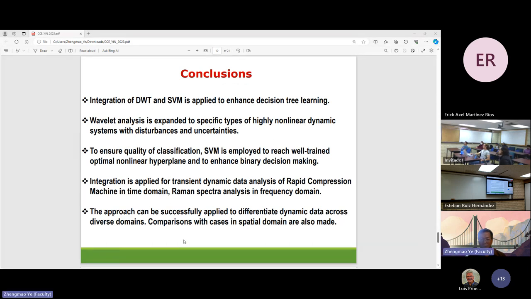Okay, if not, I can make a quick conclusion. Integration of DWT and SVM is applied to enhance decision tree learning. The wavelet analysis is intended to specify types of highly nonlinear dynamic systems with disturbance and uncertainties. In order to ensure quality of classification, it is employed to reach the well-trained optimal nonlinear hyperplane and enhance the binary decision making. So this technology integration is applied for data analysis of a rapid compression machine in time domain and Riemann spectral analysis in frequency domain. Also, this approach can be successfully applied to differentiate dynamic data across diverse domains.